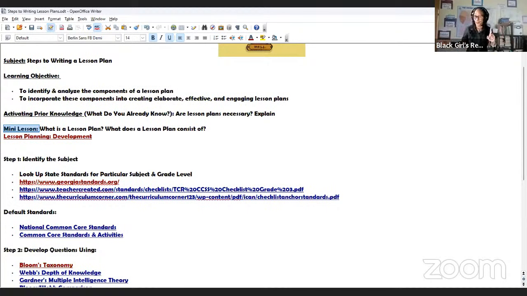And where do we get our learning objectives is another question, because that's where the standards come in. So before the learning objective, I would have the standard. So what I would do next is activate prior knowledge. I want to ask a particular question or do a quick activity, like 5 minutes, just to see what you already know about writing lesson plans or about lesson plans itself.